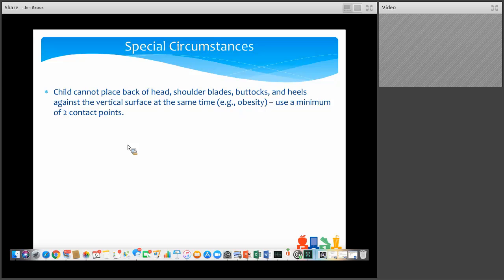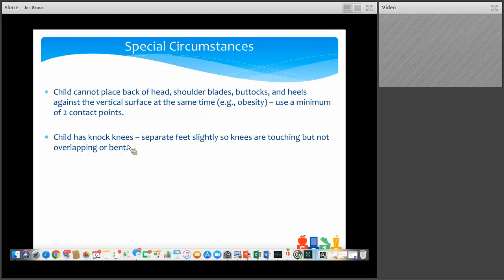All right, so we were talking about special circumstances. Again, 4 is the gold standard, at least 2 points of contact. Additionally, some kids are knock-kneed, and so it's difficult to get their heels together. If that's the case, you want to separate their feet slightly so their knees are touching, but not overlapping or bent.